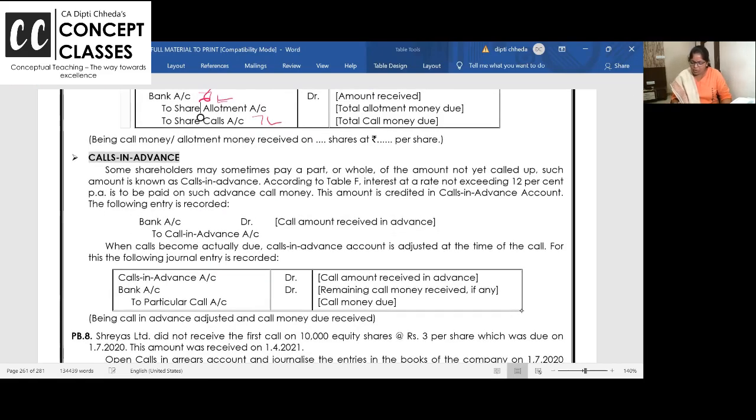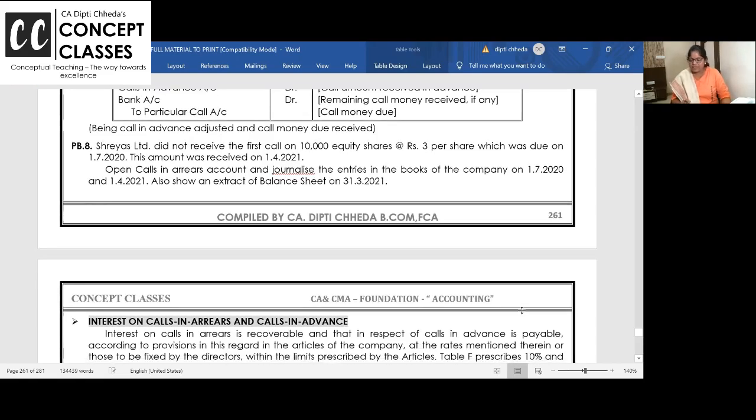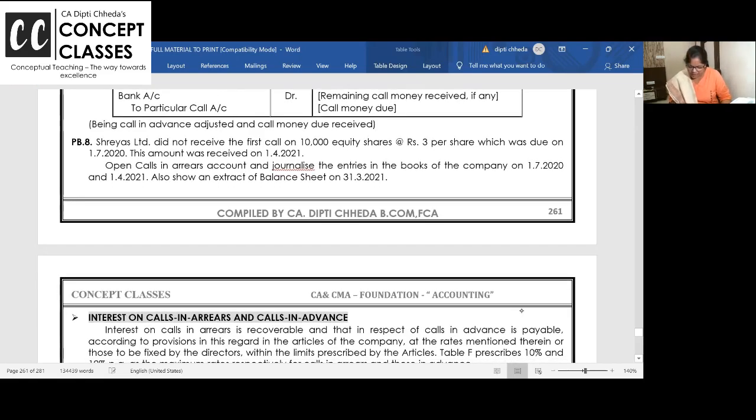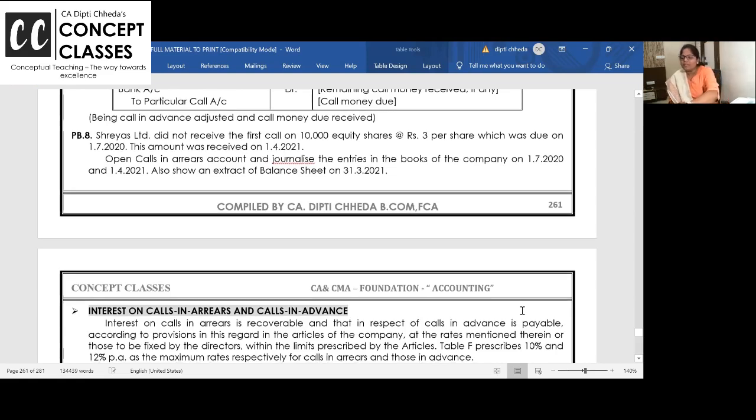Bank account debit to call in advance. Right? Interest calculation is also there. But first understand the concept of call in arrears and call in advance through writing just one simple journal entry. एक ही journal entry लिखेंगे.